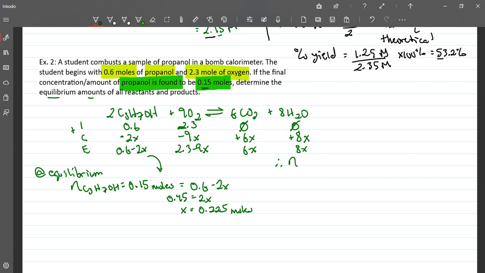So our mole value at equilibrium of oxygen, I'll put another subscript here, at equilibrium, is 2.3 minus 9x. That's the expression at equilibrium. But now that we know what x is, all you do is substitute. So back to grade 9, substitute our value for x, and we'll get 0.275 moles of O2 at equilibrium. Okay, a couple more to do.